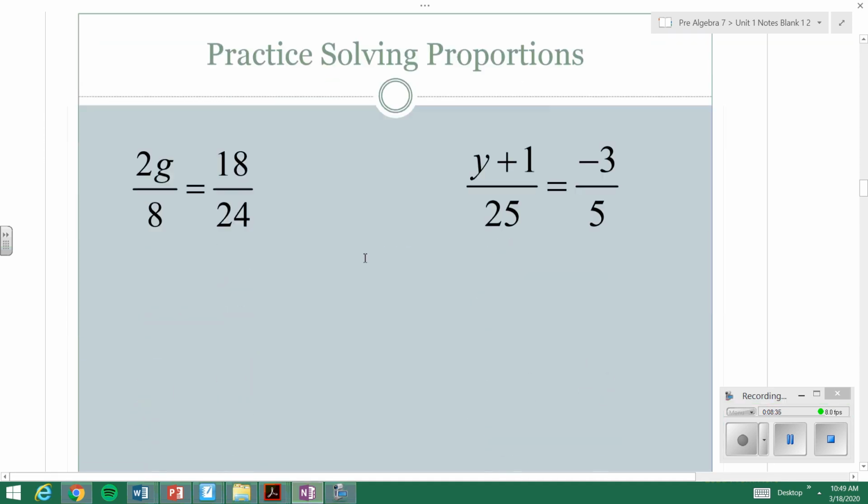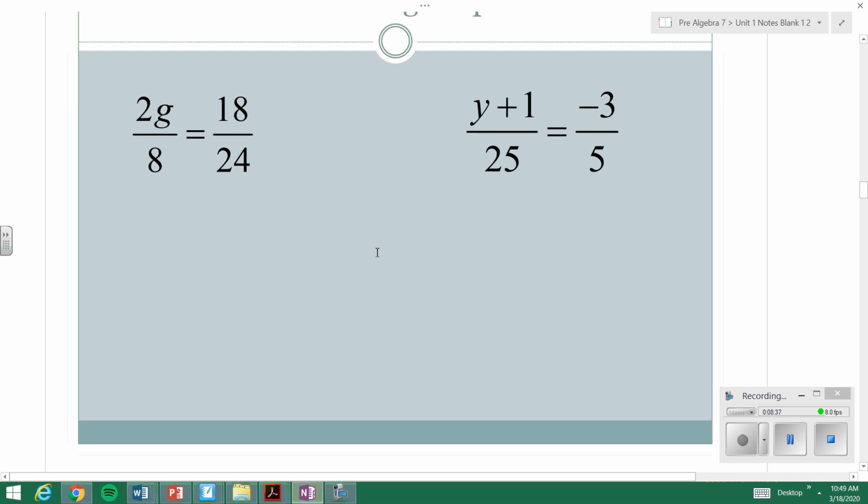Let's go on to the next ones. So see if you can do them with, first of all, a monomial, 2g, and then the second one, a binomial, y plus 1, and figure out what y and g are, respectively.